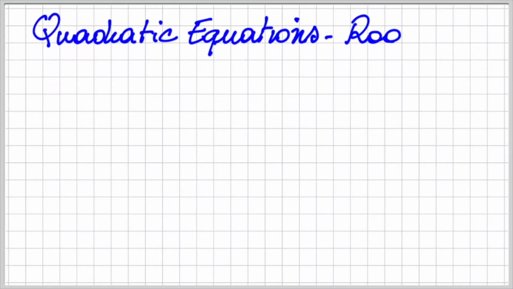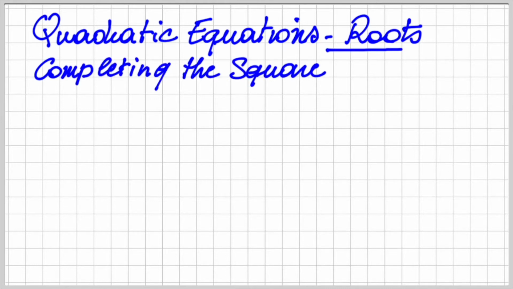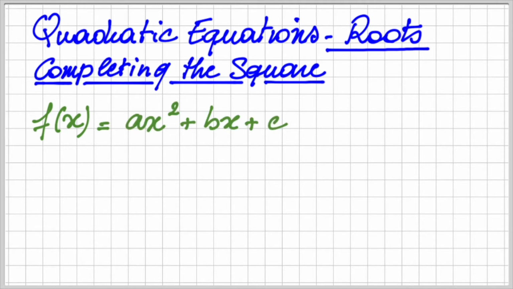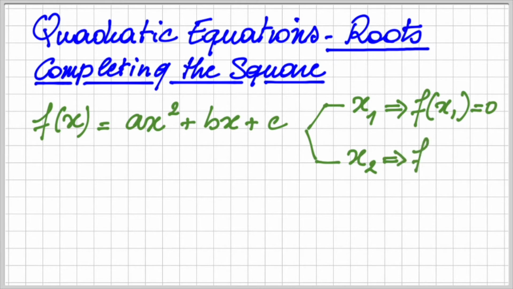Let's have a look at what we mean with resolving quadratic equations, finding their roots using the method of completing the square. When we look at a quadratic equation, the general expression is of the form f(x) = ax² + bx + c. This expression is very specific because we can have two roots, x1 and x2. It means that f(x1) is equal to 0 and f(x2) is also equal to 0. I always take x1 as the smallest root and x2 as the largest root.